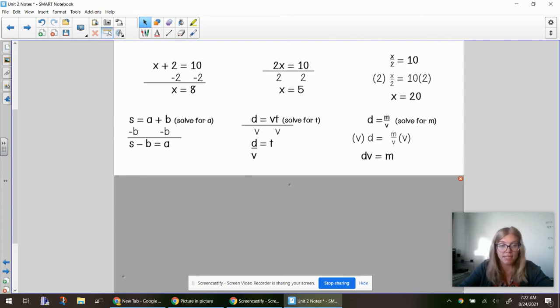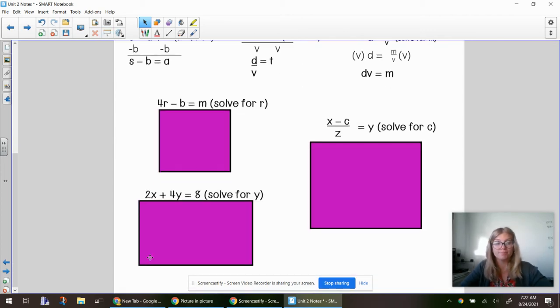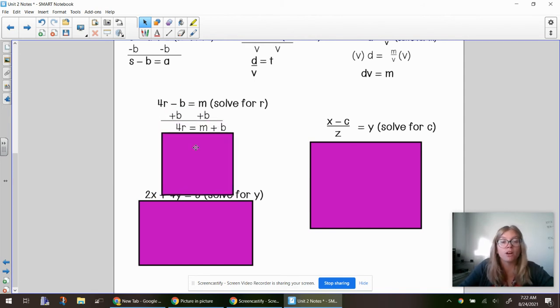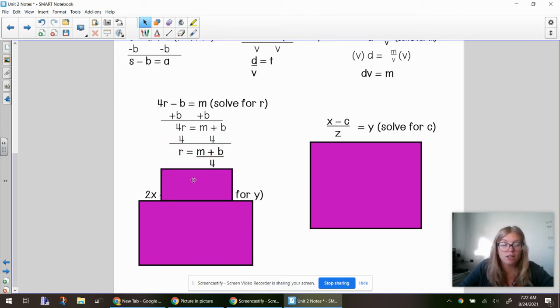Let's look at some more complicated examples. I've got 3 more. Here I have 4r minus b equals m. So this is a multi-step equation, and I'm solving for r. So I'm going to undo addition and subtraction first. So I'm going to undo this minus b. So adding b on both sides will give me 4r equals m plus b. Then I'm going to divide both sides by 4. And I get r equals m plus b divided by 4. This is my final answer. We don't have to go any smaller than that.